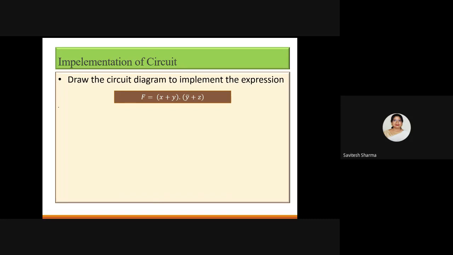Your function depends on how many variables? There are x, y, and z. So three variables. f is dependent on x, y, z. Then you will determine what operators are there. Two operators are there, dot and plus. You will also determine the other operator, that is your inverting operator. This complement over the variable is there.